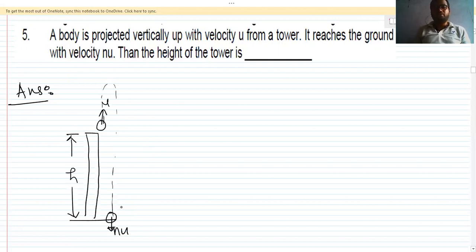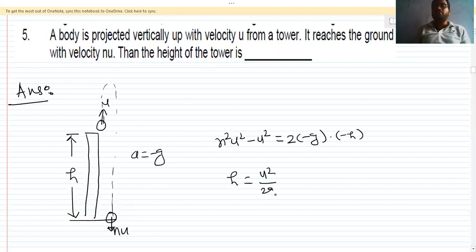So yes, final velocity we know, initial velocity we know, and acceleration we know as minus g meter per second squared. So we can have the final velocity, that is nu squared, that is n squared u squared, minus initial velocity u squared is equal to 2 into minus g into minus h. So h is equal to u squared divided by 2g in bracket n squared minus 1. So this is the one line answer we have, right? So I hope this is clear.